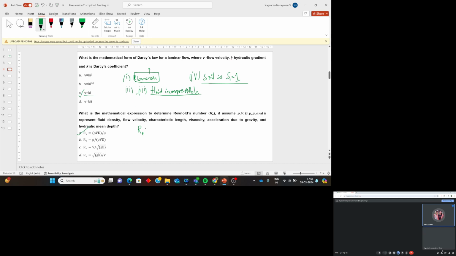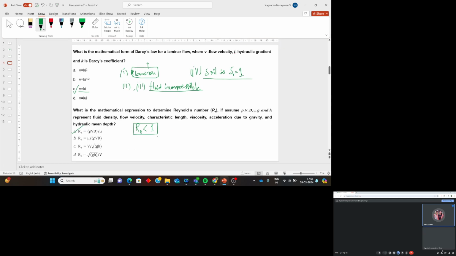I think less than 1. Flow is laminar. Re should be less than 1. This is valid for soils only. In case of pipe flow, Re will be less than 2000. That is not necessary here. So for soils, the condition for laminar flow to occur is Re less than 1.